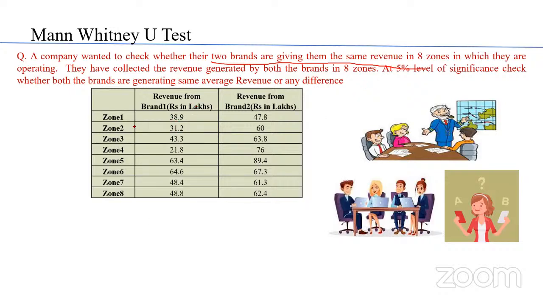Okay, so there are 8 zones, zone 1, 2, 3, 4, and the revenue given by the first brand is 38.9 and the second brand is 47.8. We cannot simply say there is a huge difference here, because there is a gap between these two things, brand 1 and brand 2, in terms of revenue. If you take zone 2, that is 31.2 and this is 60. Again, there is a huge difference. And third, it is 43.3, 63.8, something like that. Now by seeing that, you should be able to identify: are we talking about paired samples or independent samples?